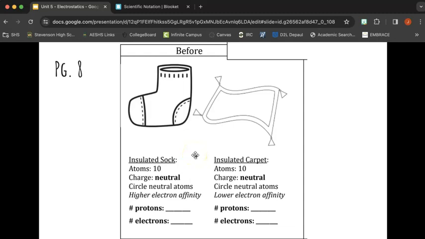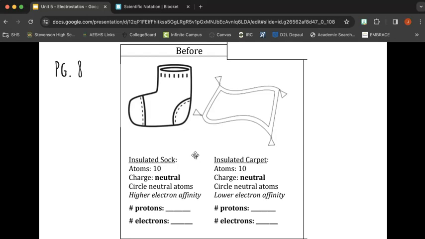Hi everyone, we're going to be talking about charging by friction today. And the first thing that we're going to do is go to page 8 in our packets, and we are going to talk about how someone obtains charge when they shuffle their feet on a carpet. So this is kind of the second half of our question of why do we get shocked, and why that happens. It's because we are charged.